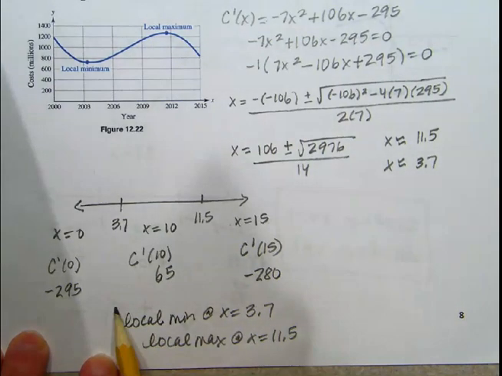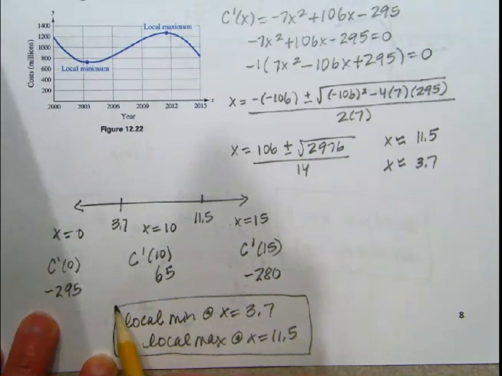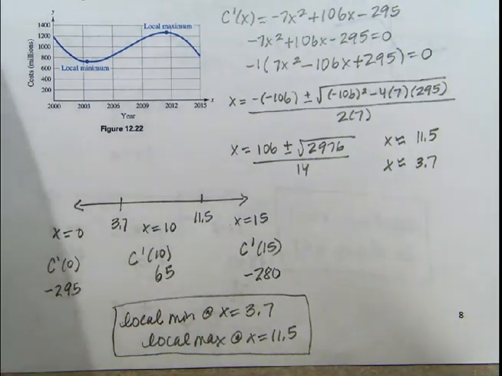Now you can always adjust this to say what it actually means. This would be 2003 and 0.7, so it's going to be in the year 2003. And the other one would be probably halfway through 2011 for the local max.